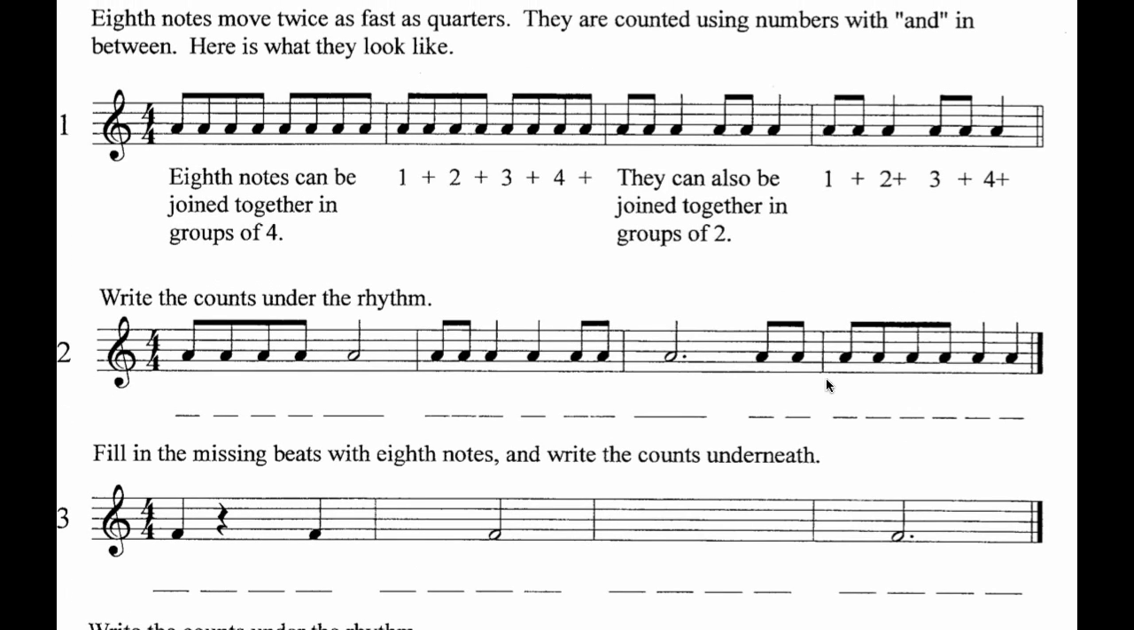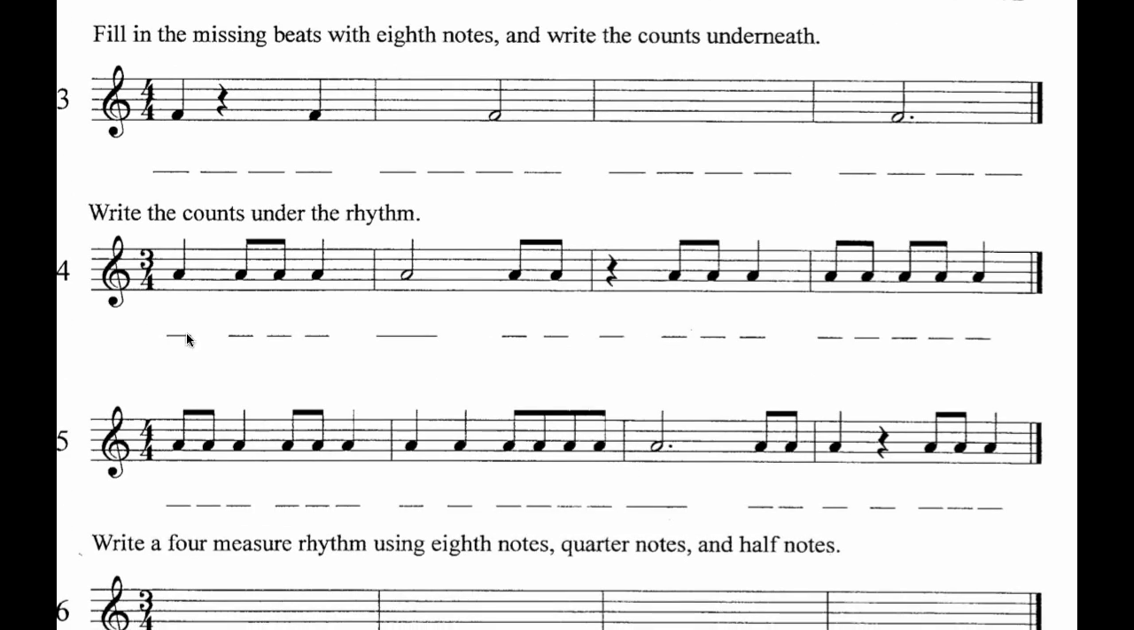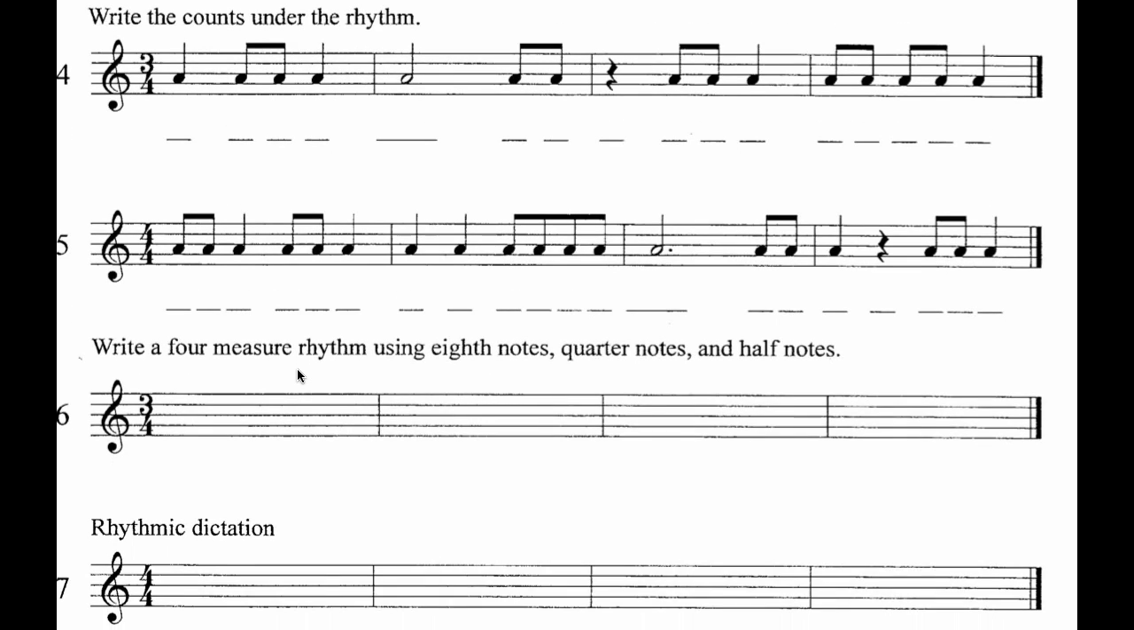2, 3, 4. If we want beat 1, we use 1 and. That's the full beat. Remember, an eighth note is half of a quarter note. So we can't just use 1 eighth note. We need to use 2 to fill an entire beat. 1 and, 2 eighth notes beamed together, 2, 3, 4. Please do number 4 and 5 by yourself.